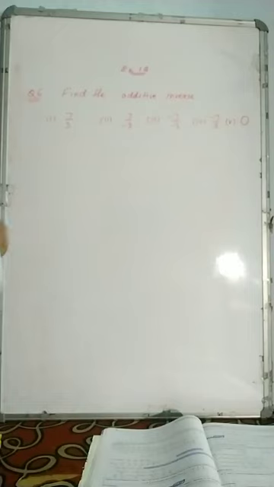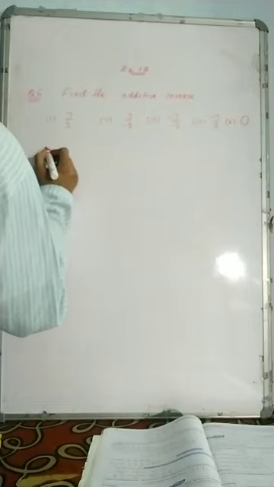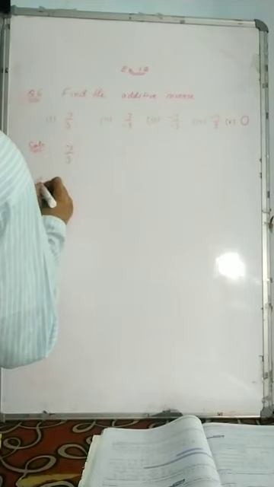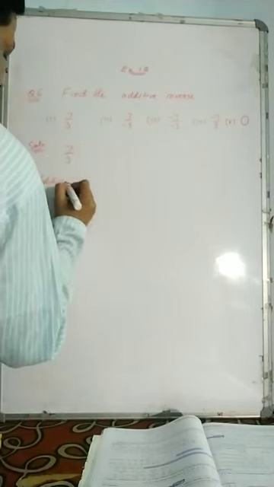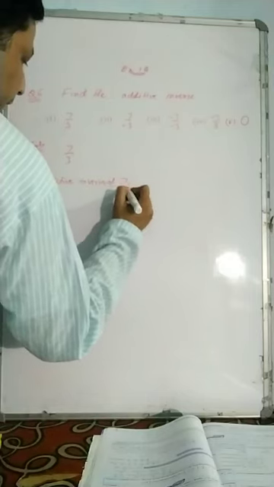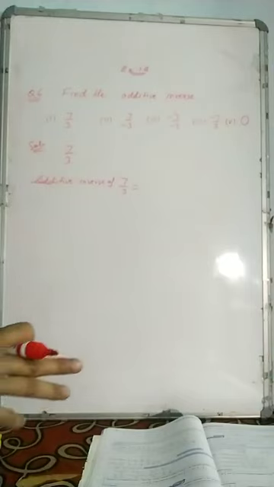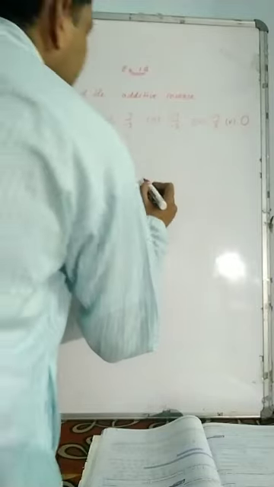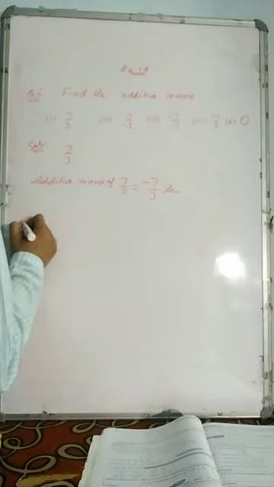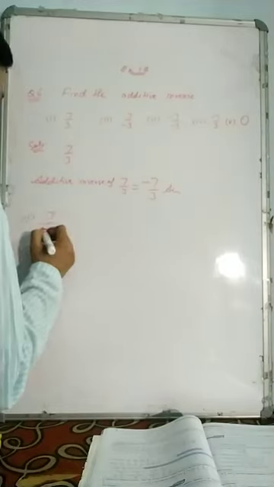Let us solve the first example, that is 7 upon 3. So additive inverse of 7 upon 3 equal to, what will be the additive inverse of 7 upon 3? Here look very carefully, it is a positive rational number, so the answer should be a negative rational number. That is the answer. Now moving on, second part, 7 upon minus 3.